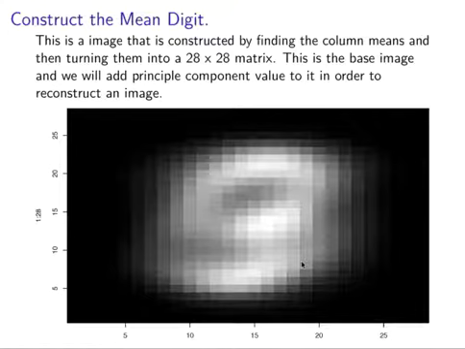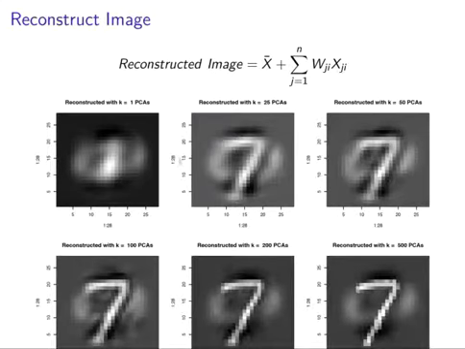So here's the mean digit. This is when we take the column means of all the data, and then we turn that into a picture. As you see, it's pretty blurry, since it's the mean of all the images. And then if we want to reconstruct the image, we just add in principal components. We add in 25 principal components, and you can already start making out that this is a 7. And as we get to 500 principal components, it's quite easily recognized as a 7.